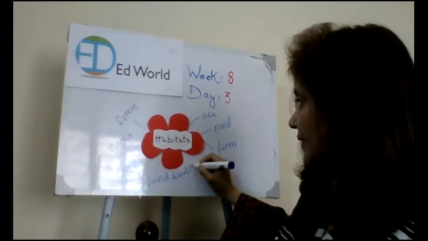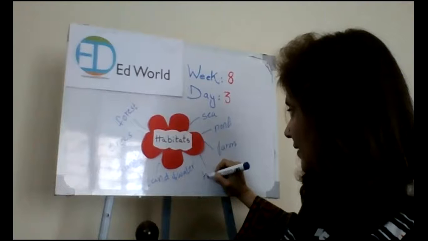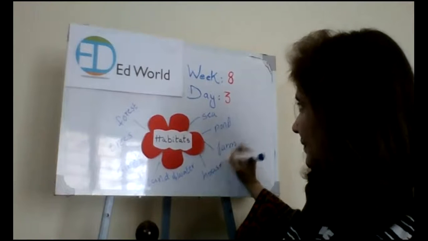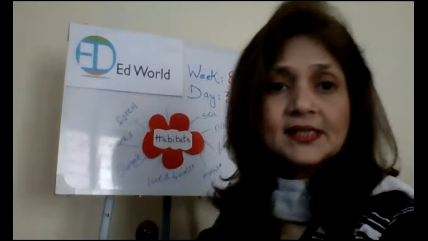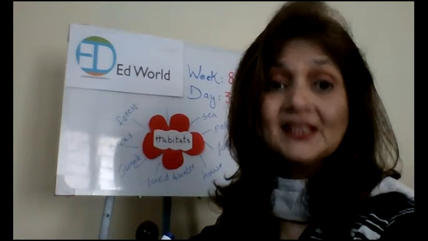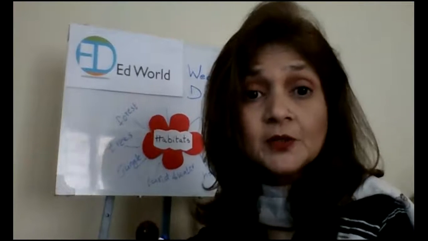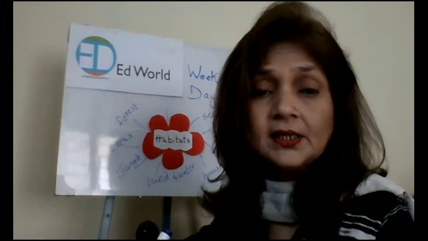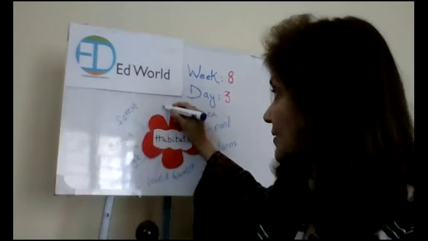Then where does a cat and a dog live? In a house. Then you saw animals that live where? In the soil also. You can see the worms. They live in the soil. There are ants also, right?